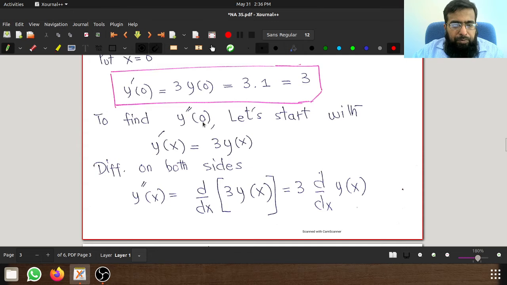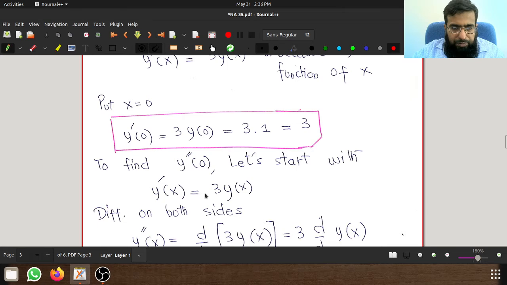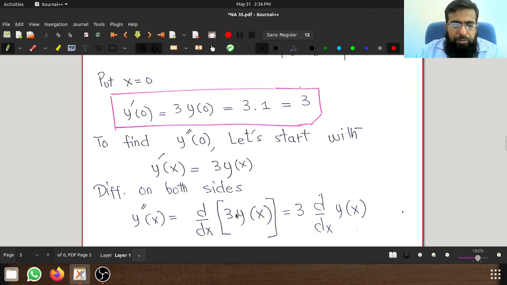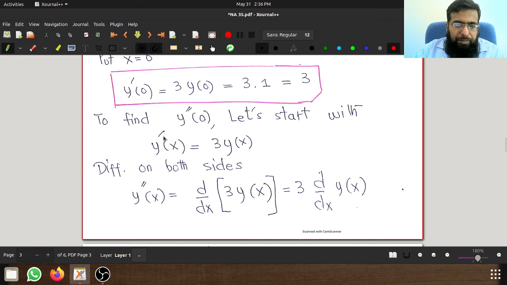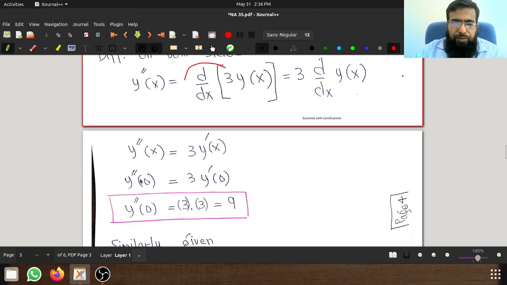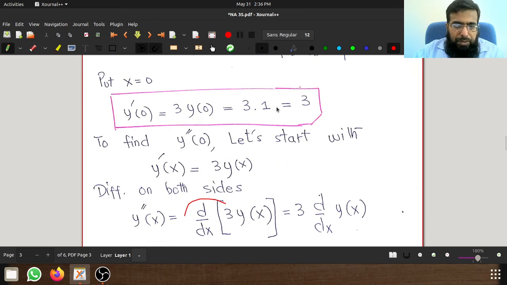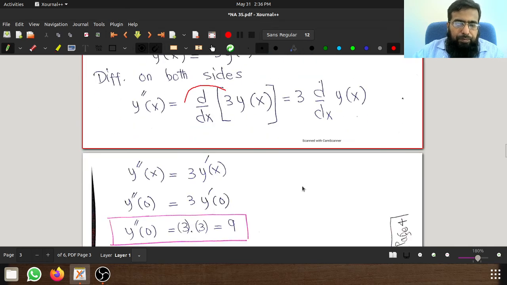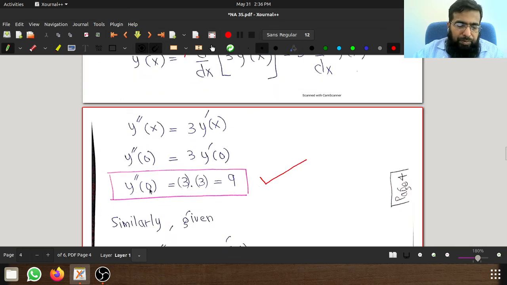To find y double prime of 0, let's start with y prime of x is equal to 3y of x, the given differential equation. We differentiate on both sides. This becomes y double prime, and the right side becomes 3 times d by dx of y of x, which is y prime of x. So y double prime of x is 3y prime of x, and then y double prime of 0 is 3y prime of 0, and y prime of 0 is 3. So we put 3 here, it becomes 9. So y double prime of 0 is 9.